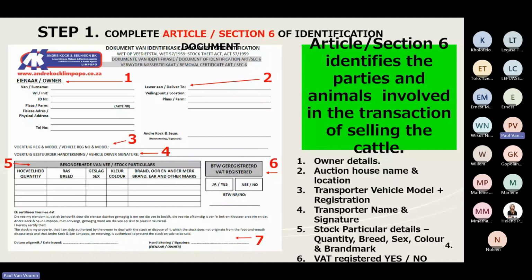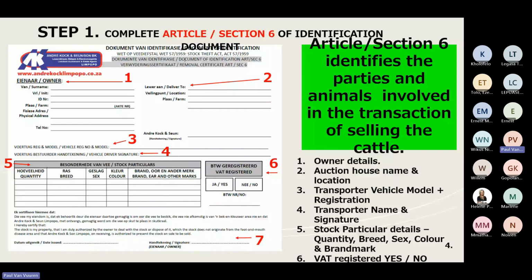Number 2 is where the cattle are going, the auction house. The auction house name and the location must be in at number 2. Then at point number 3, that is the vehicle registration number, the model, and the number plate. Everything of that vehicle must be filled in at number 3.